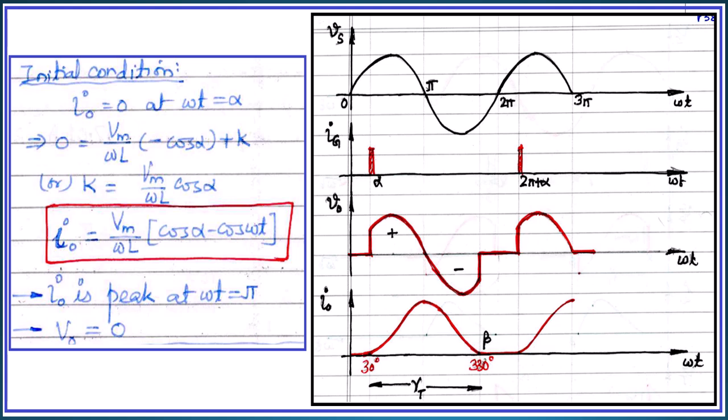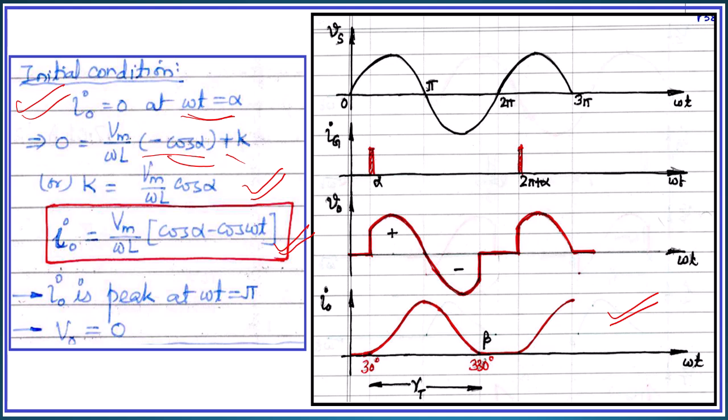For calculating the initial conditions, as we have already discussed, it is nothing but calculating the value of k. How to calculate the value of k? As you can see from the waveform diagram, i naught is equal to 0 at omega t equal to alpha. So just put this value in the respective equation. This becomes 0 equals Vm upon omega L into minus cos alpha plus k. From this you get k equal to Vm upon omega L into cos alpha. So finally this gives me the value of i naught, which is Vm upon omega L into (cos alpha minus cos omega t). This is an important expression for calculating the value of load current.